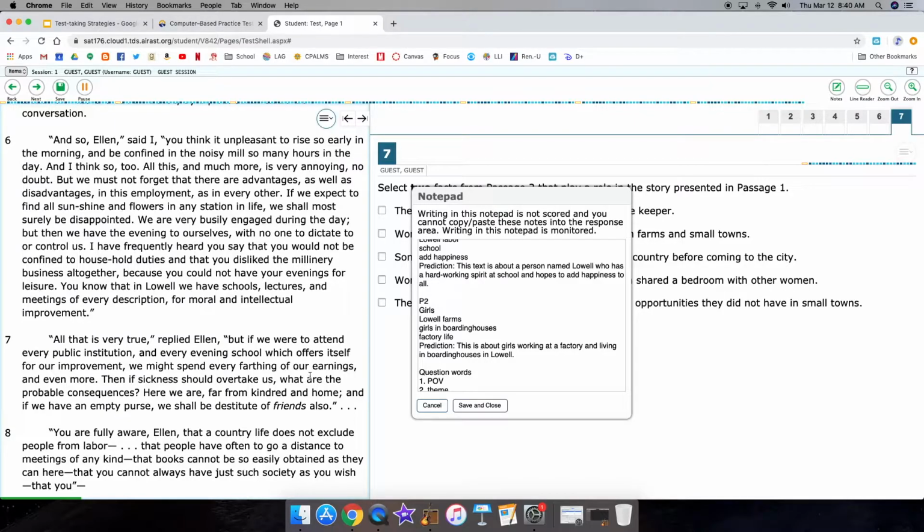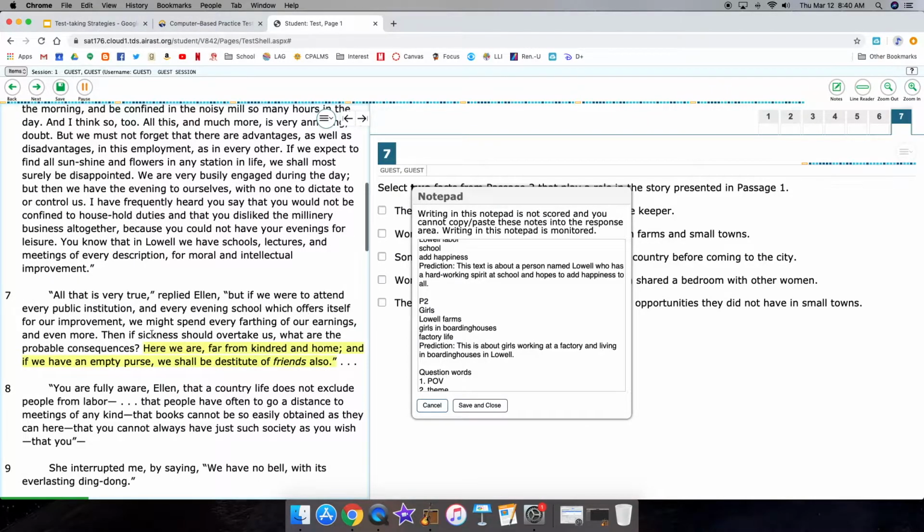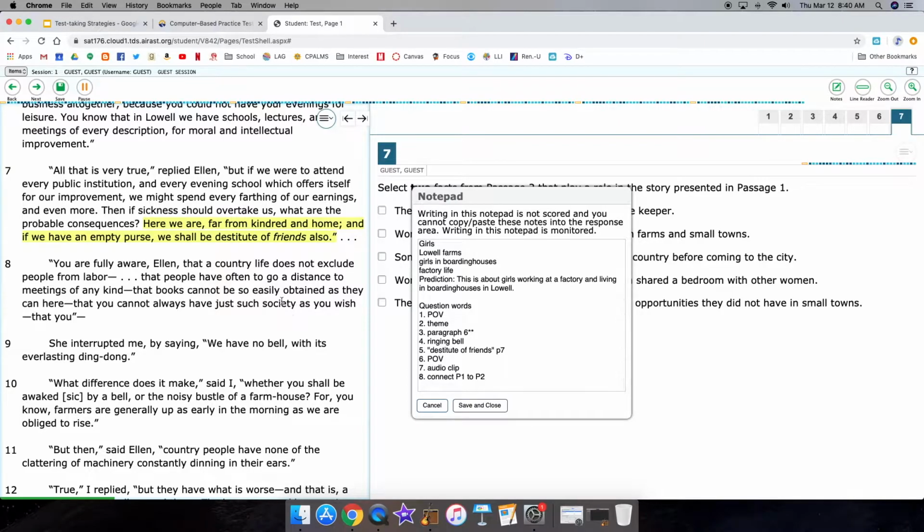Ooh, there's my phrase, destitute of friends. So if we're sick and we don't have money, we won't have friends? I wonder what this question is asking.